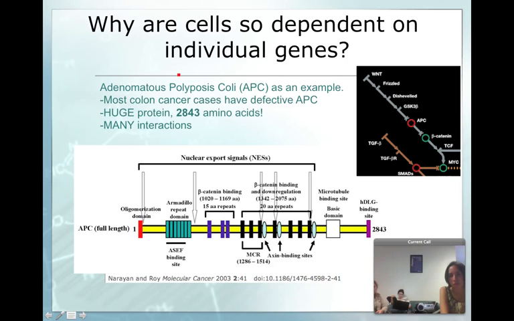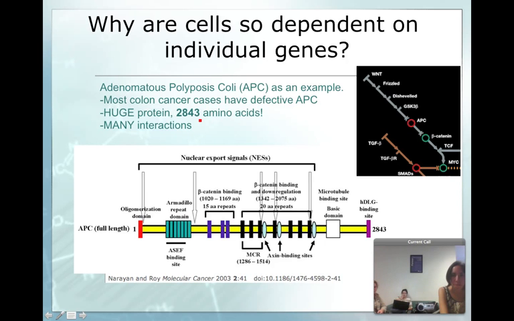So most colon cancer cases have defective APC. I believe, don't quote me, but I think it's like 80 to 85%. So a large percentage of colon cancer cases have a defect in APC. It is a massive protein. So the average protein, Joe average protein, has 400 amino acids or so. Probably a little bit shorter than that. And this one has 2,800.